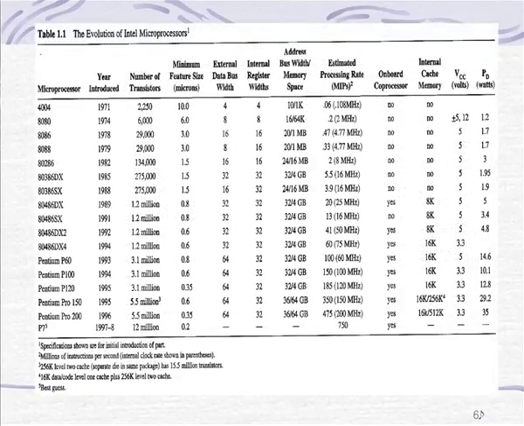Now again, this is a comparison table in which the various processors, their year of manufacturing, the number of transistors used in them, the external data bus size, then internal register width, have all been given in detail in this block.